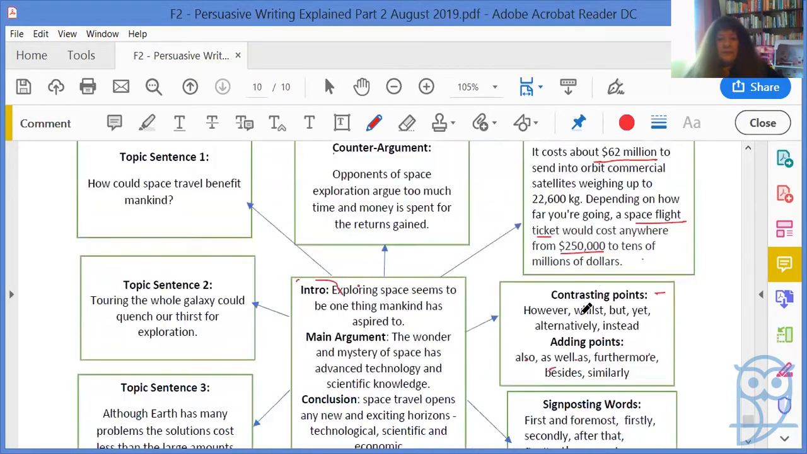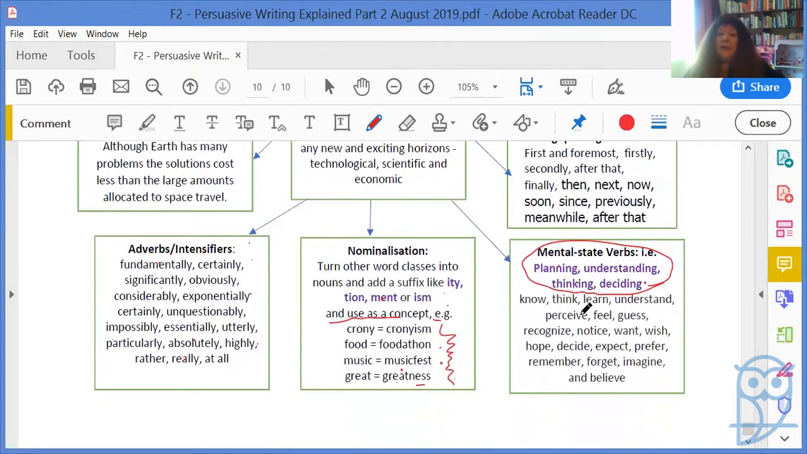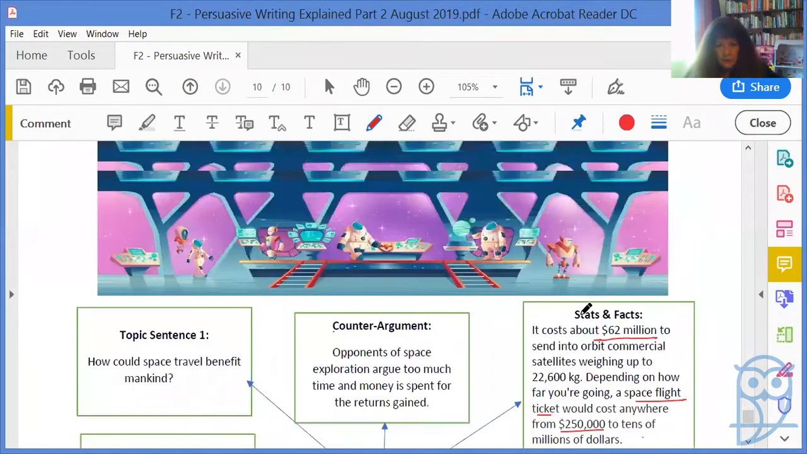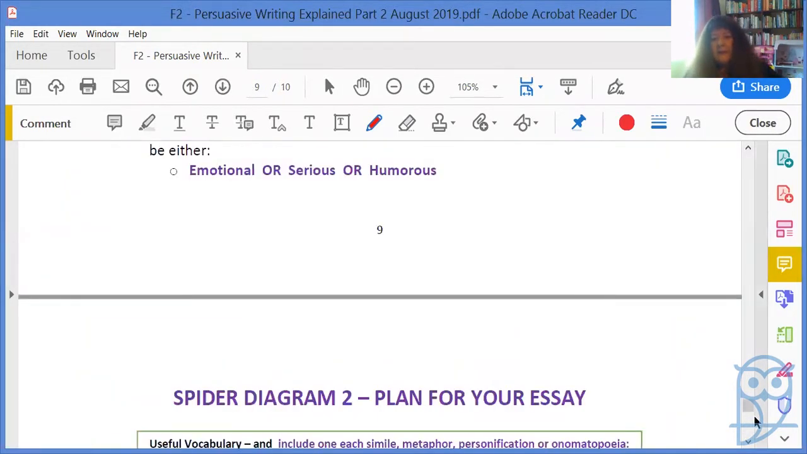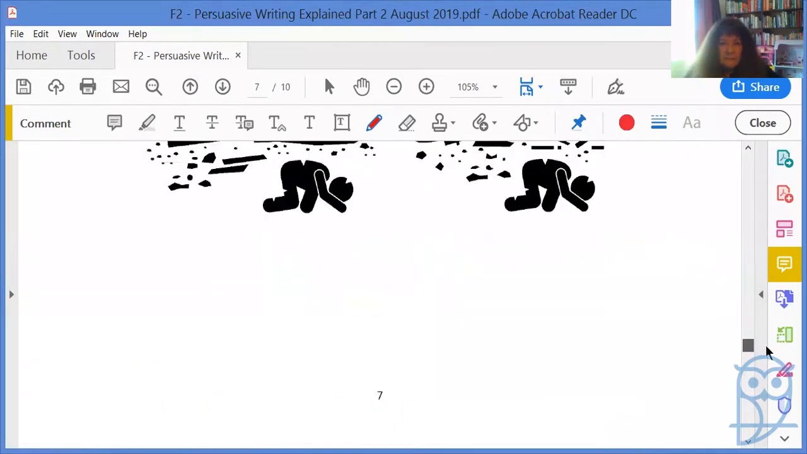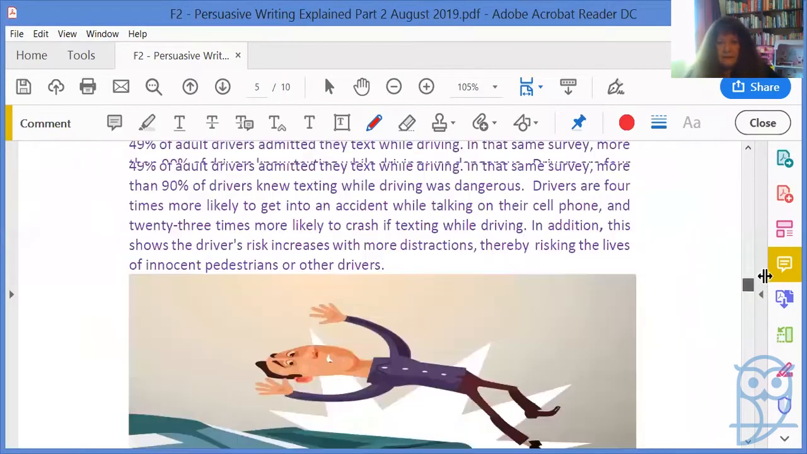So remember, if you need this, you can send me a web chat and I can send it to you. All right? Let's look at an example of an essay that's been written in that vein.